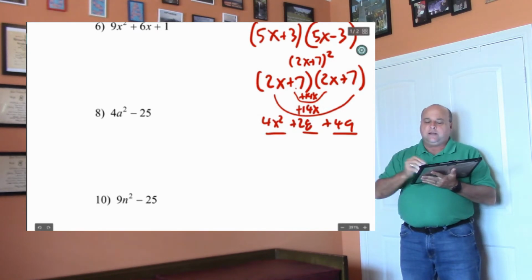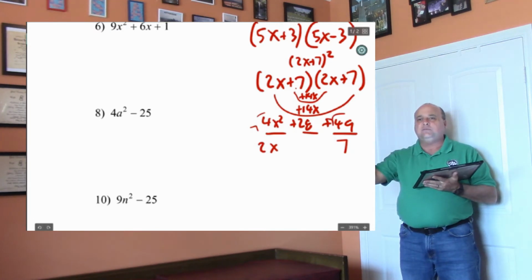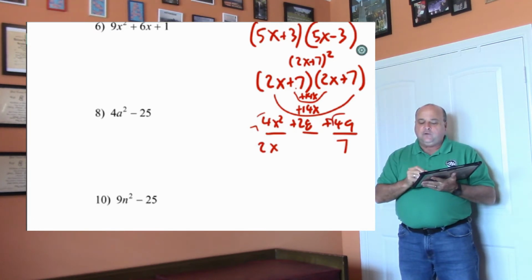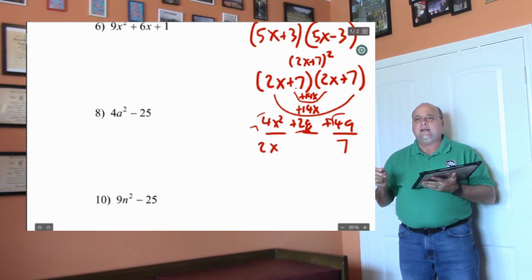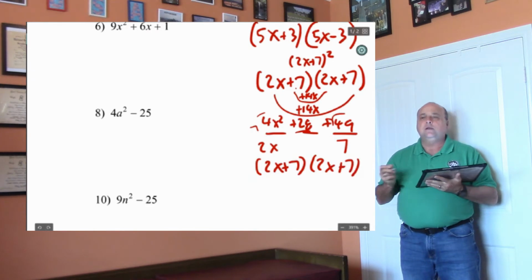Okay, so the secret here: square root, you get 2x and 7, right? What's 2x times 7? It's 14. If you double the 14, you get the 28, don't you? So my answer is going to be 2x plus 7 and 2x plus 7.